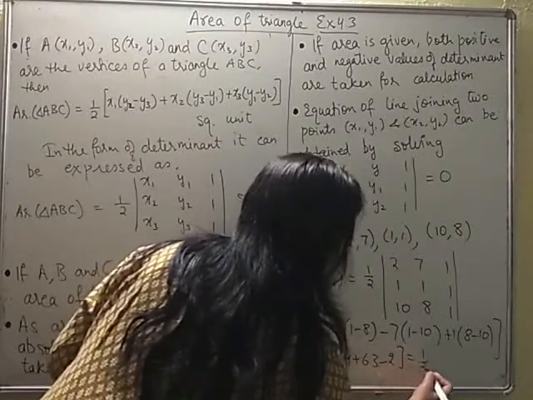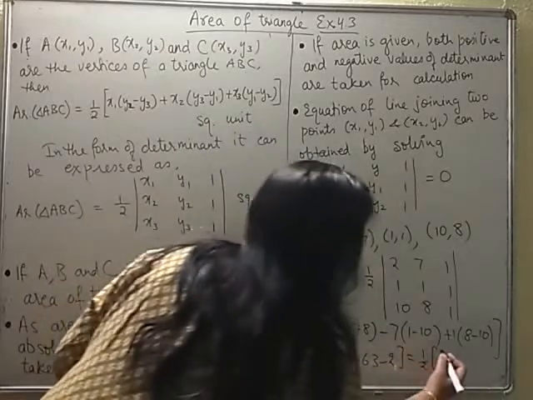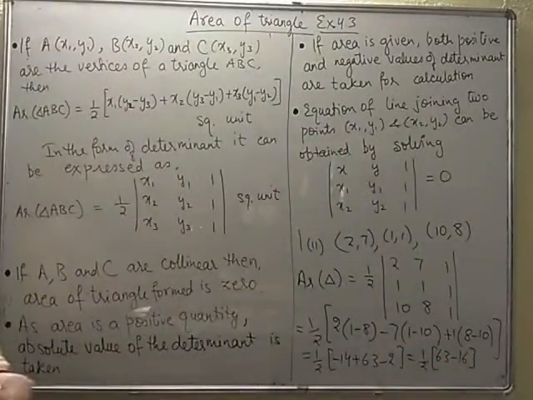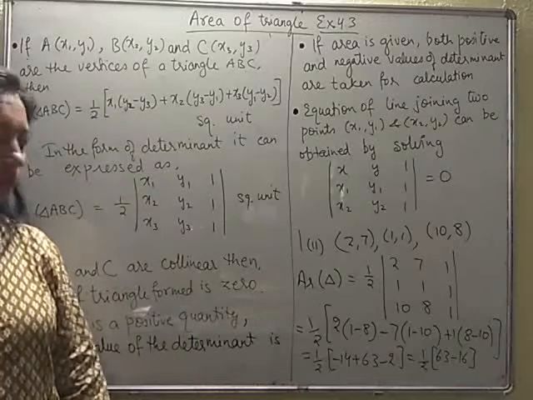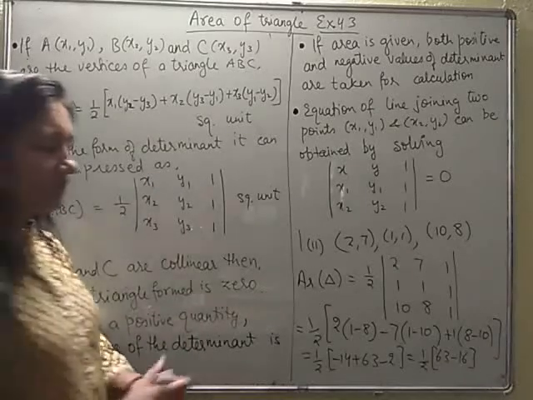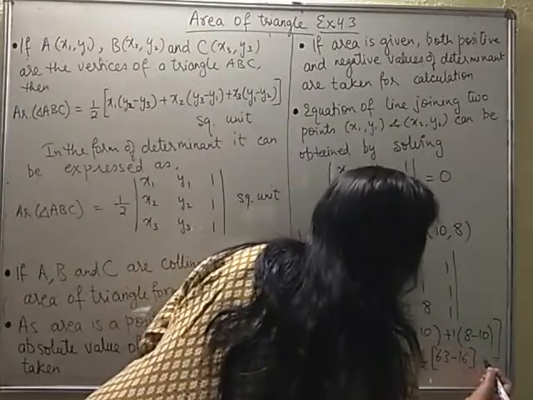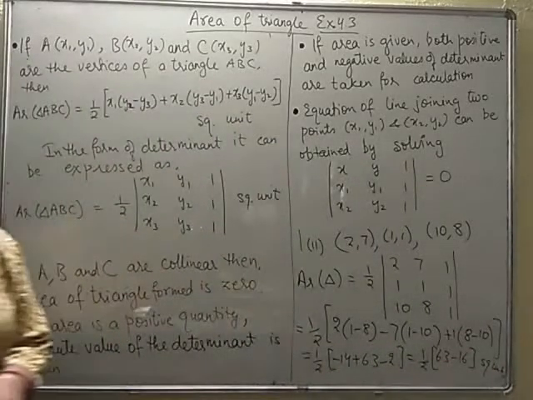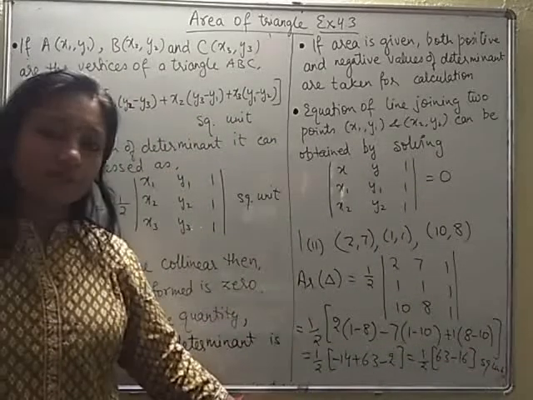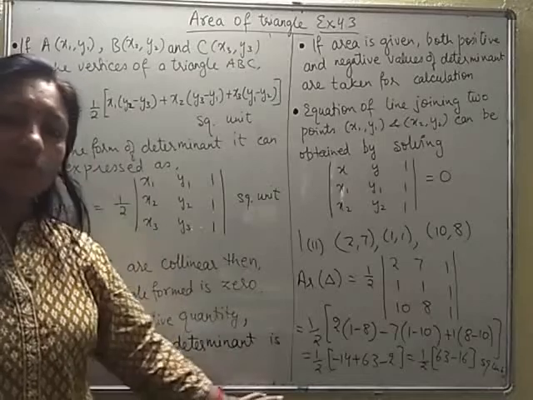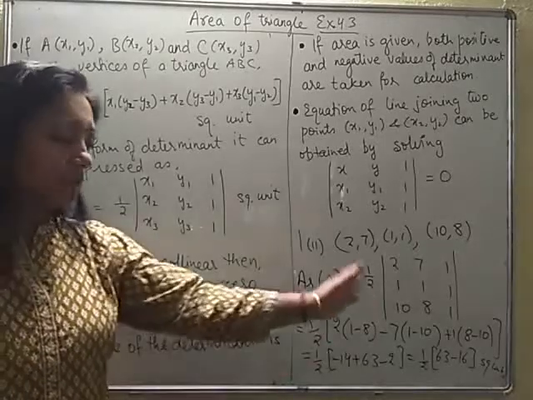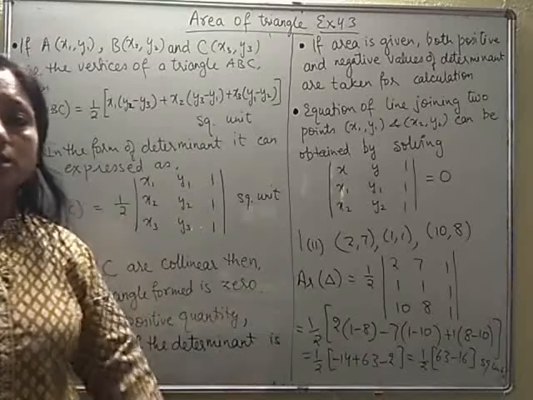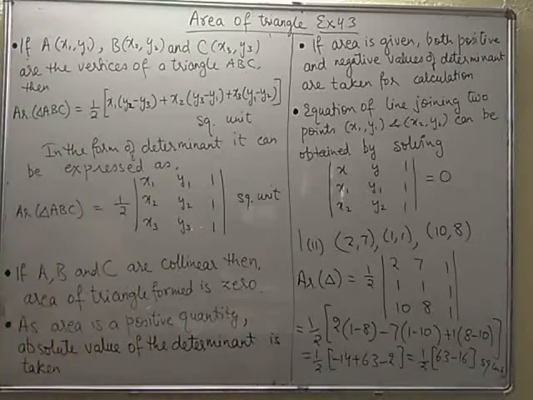So it is half of 63 minus 16. You can see on solving this, the value comes out to be positive only. So you will simplify it and then write the area as those many square units. In case this would have come negative, then we would have written area of triangle is the absolute value of this, or modulus of this, and you will take its positive value.